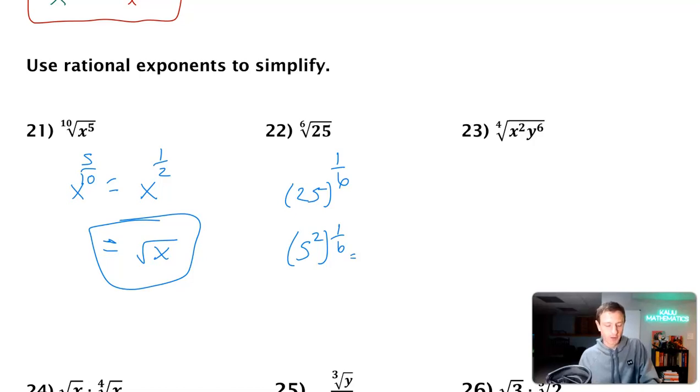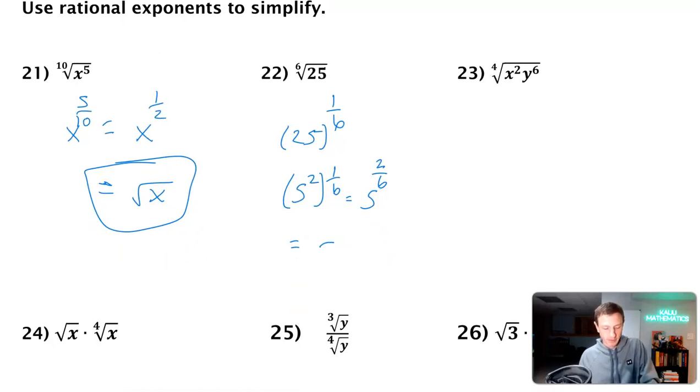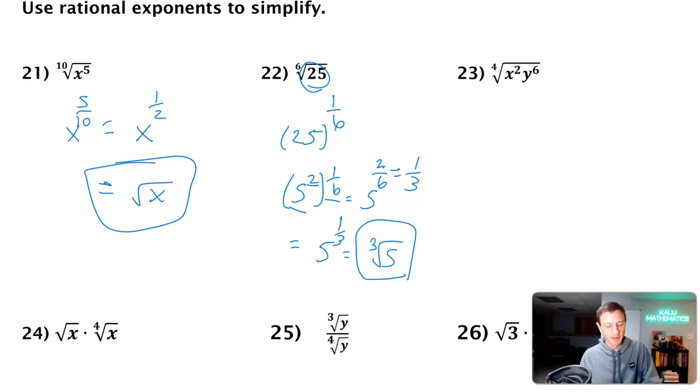When I have a power to a power, 5 to the 2nd to the 1/6, what operation should I do? Multiplication. So 2 times 1/6 is 2/6. What does that simplify down to? 1/3. So this is 5 to the 1/3. 1/3 is the cube root. So after the dust settles, after all of that crazy fancy footwork, I get the cube root of 5. And again, 25 is 5 squared. 5 squared is being raised to the 1/6. 2 times 1/6 is 2/6. 2 over 6 simplifies down to 1/3. So that gives us our cube root. Very fancy. Very tricky at first.